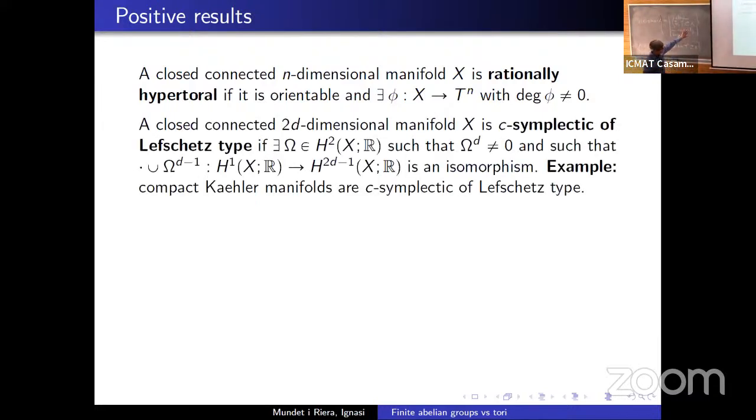Now, a different notion is the following. Let's say that a closed connected manifold X of dimension 2d is C-symplectic of Lefschetz type if there is a degree 2 homology class omega whose dth power is different from 0, and with the property that taking the cap product with omega to the d minus 1 gives an isomorphism between one-dimensional homology and homology in dimension 2d minus 1. Okay, of course, a typical example of manifolds satisfying this condition are compact Kähler manifolds.